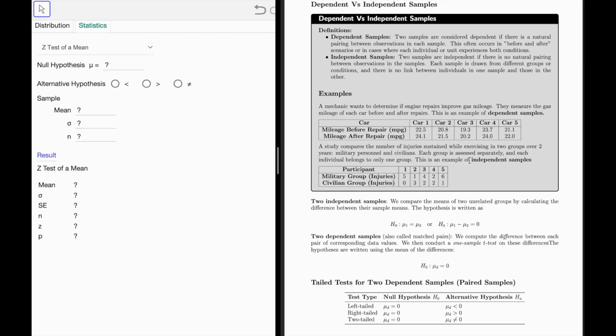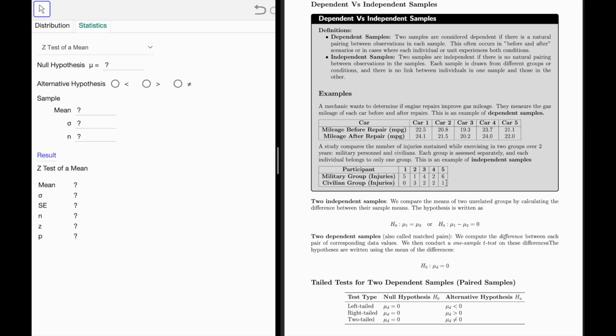This is an example of independent samples. So when we look at the first participant in the military group, this participant had 5 injuries. When we look at the civilian group, that's a completely different person and he got 0 injuries. So there's no direct connection between this 5 and the 0.